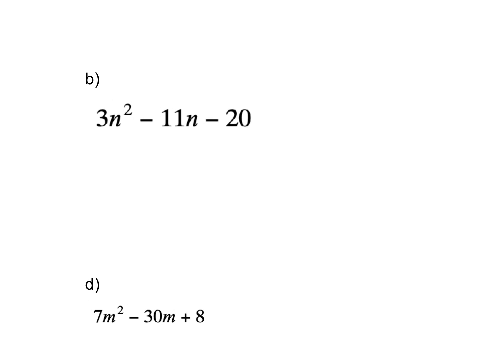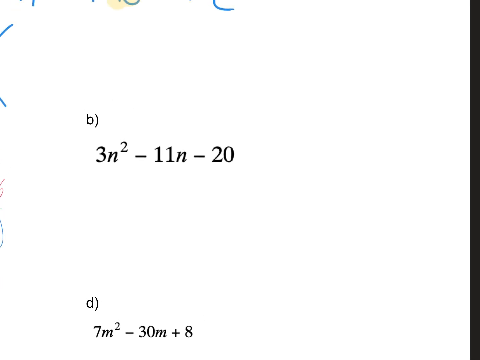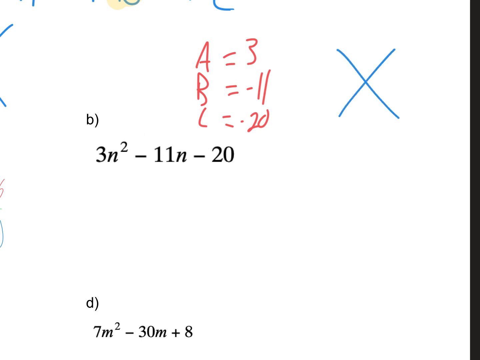Okay, so now we have 3n squared minus 11n minus 20. Again, if it's helpful for you, I would encourage you to go ahead and label your a, b, and c values. So my a value is 3, b is negative 11, and c is negative 20. With that, in our product sum, the bottom one is our b value, which is negative 11, and the product in the top, we have to make it a times c. So in this case, it will be 3 times negative 20, which is negative 60.